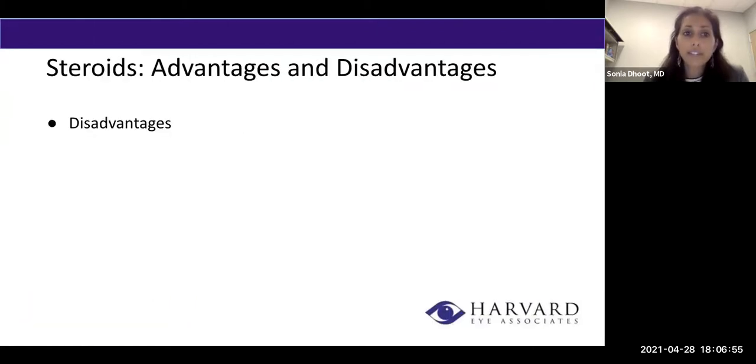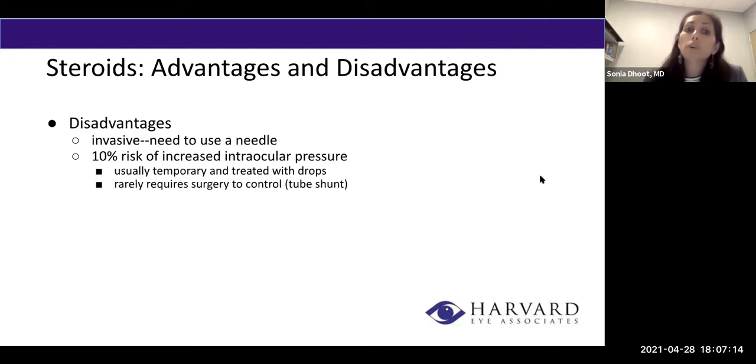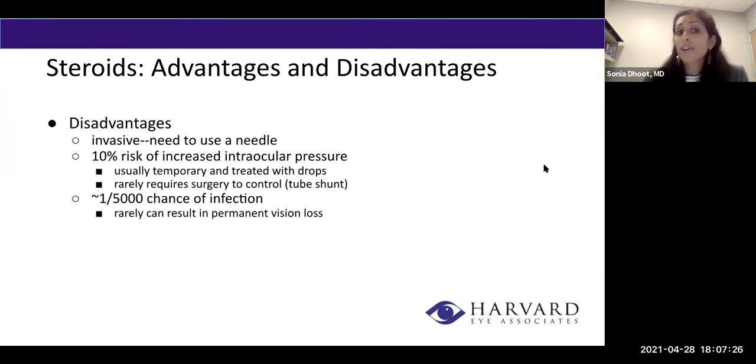So what are the disadvantages? It's invasive. You have to use a needle just like the other drugs. There's a 10% chance that the eye pressure can go up, and that can cause glaucoma if left untreated. It's usually temporary and treated with drops, though. And it rarely requires surgery to control. About a 1 in 5,000, 2 to 3,000, depending on the study you look at, chance of infection. And that very rarely can result in permanent vision loss.